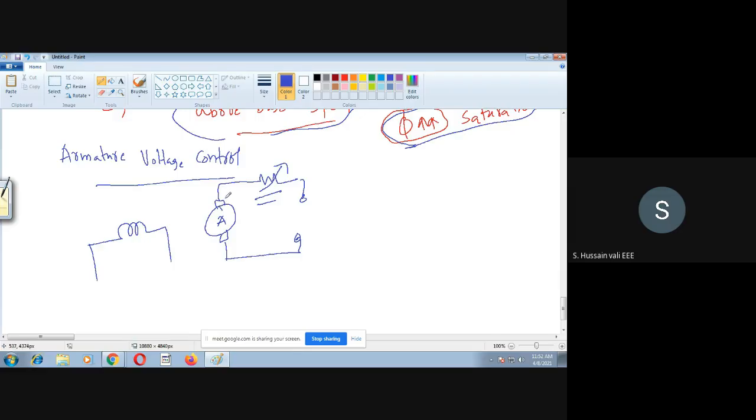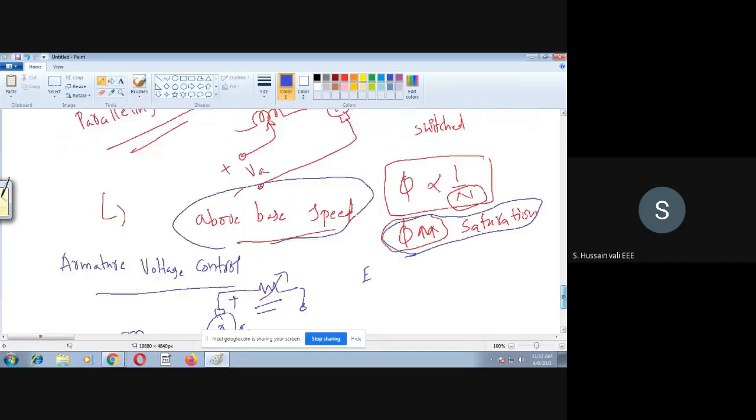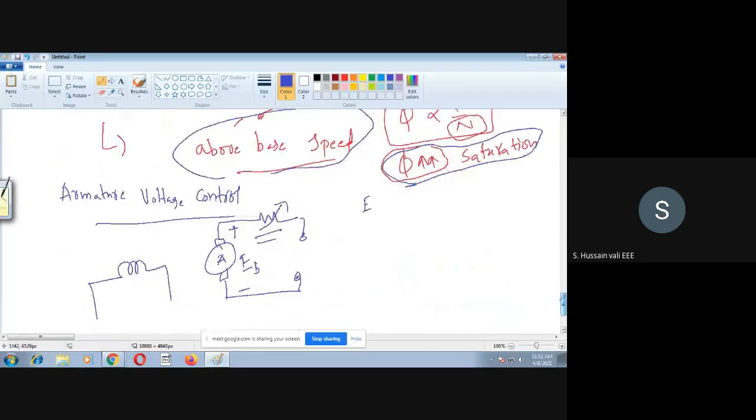If the voltage varies, the back EMF will vary, obviously. If the voltage which you are supplying here is varying, back EMF varies. If the back EMF varies, the speed varies. Why? Because back EMF and speed have a relationship that I don't need to tell you once again: EB is proportional to speed. So how are you changing EB? You are changing EB by changing the position of the rheostat, which is connected in series with the armature.